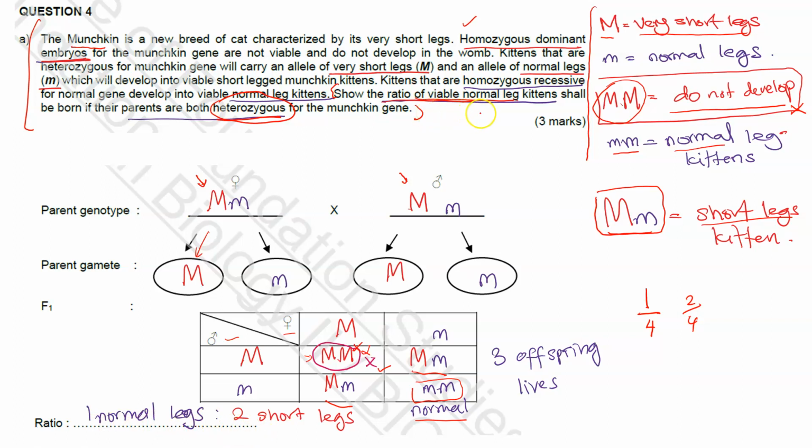Ataupun you can also do it in percentage, which is 33%. Okay, 33%, which is 1 out of 3 will have normal legs. So when you are writing ratio, jangan tulis nanti 1 nisbah 2. 1 apa? Nisbah 2 apa? So you must write 1 normal to 2 short legs. Mesti disertai nombor tu, ratio tu mesti disertai dengan dia punya phenotype. Okay. So boleh faham?